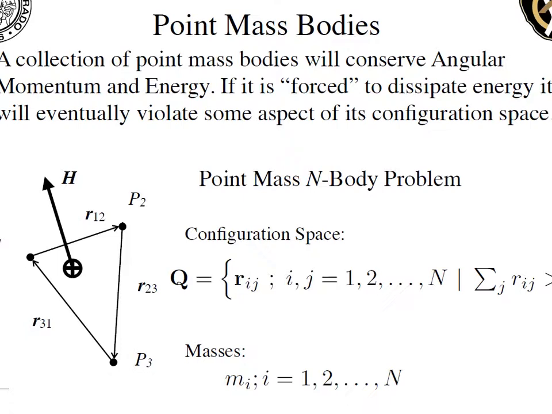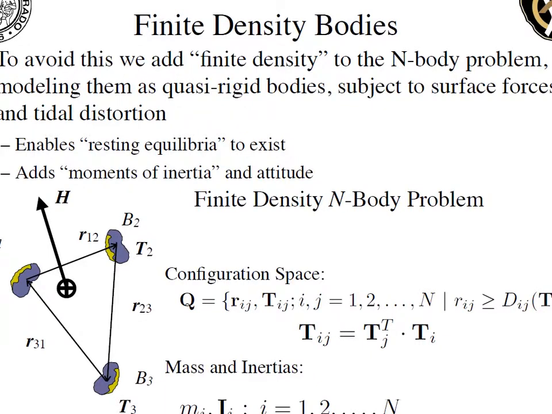So the very simple fix that we do is to add finite density to the n-body problem, modeling the bodies as quasi-rigid bodies subject to surface forces and tidal distortions. We don't look at large-scale distortions, but we assume that there can be transfer of energy through small elastic deformations of these bodies. What this does, which is significant for us, is it enables resting equilibria to exist.